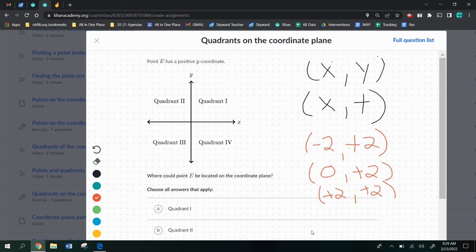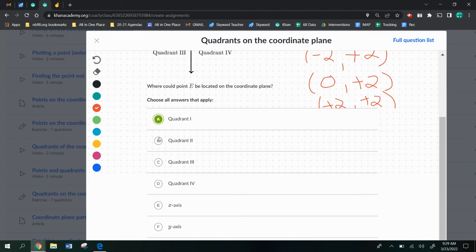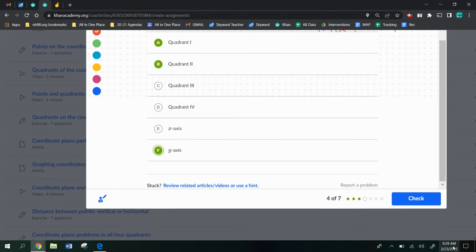So if I plot these points, -2, +2. So I'm going to the left 2 and then I'm going up 2. 0, +2. So I don't move right or left, but I go up 2. Last one, +2, +2. So I'm going to the right 2 and then up 2. So what do you notice? Where could my points be? Because that's the question. Where could point E be located? It could be in quadrant 1, it can be on the y-axis, or it could be in quadrant 2.